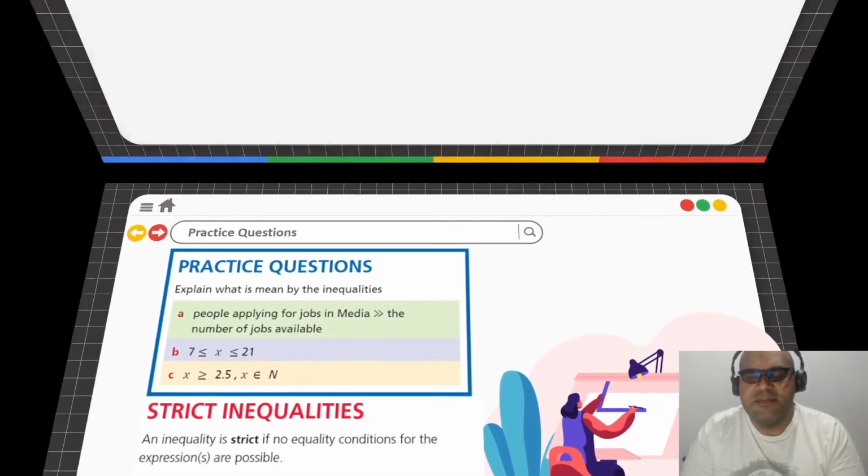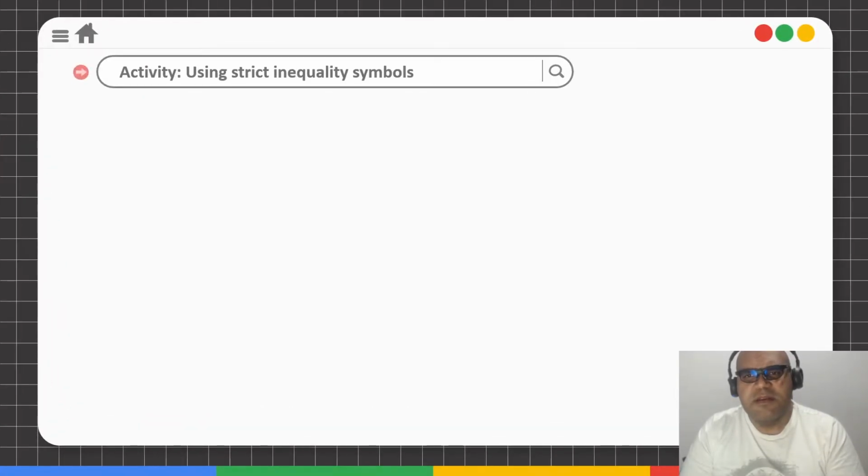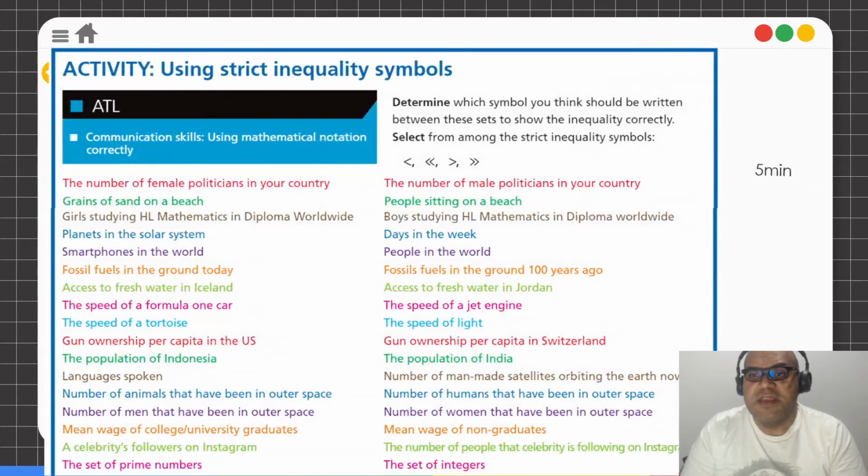Let's go, guys. Let's think about our activity number 1. We're talking about very important information here in the MYP program. It is the communication skills. We use inequality for communication a lot. Let's talk about this: using mathematical notation correctly.